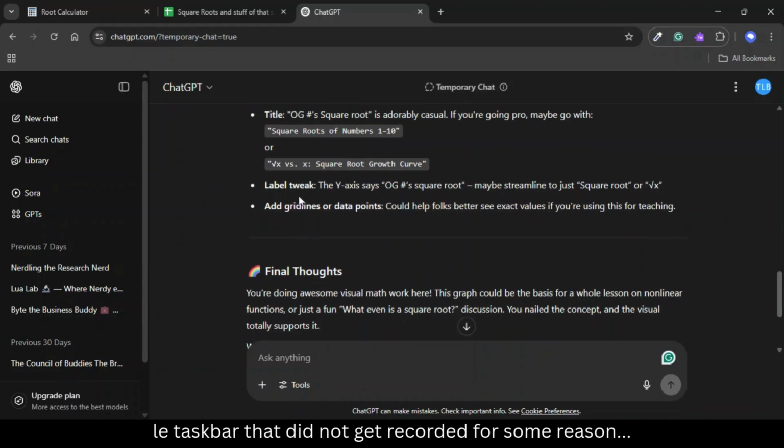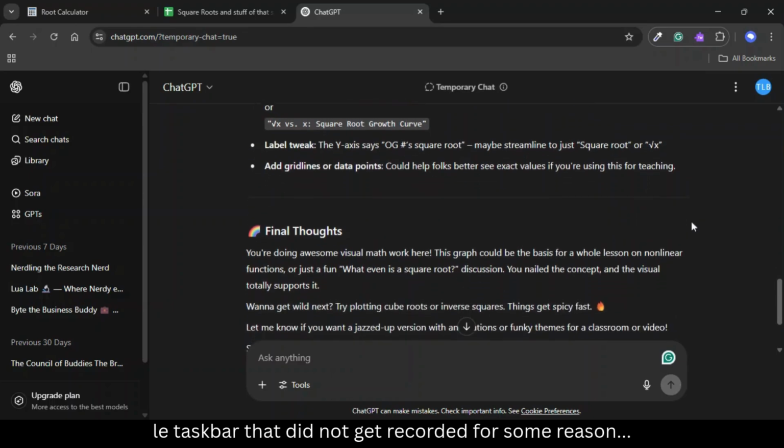Label tweak. Bro's tweaking. Y-axis, blah, blah, blah. You guys can read that yourself, if you can read. My letter's coming soon. Wait, I wasn't supposed to talk about that.